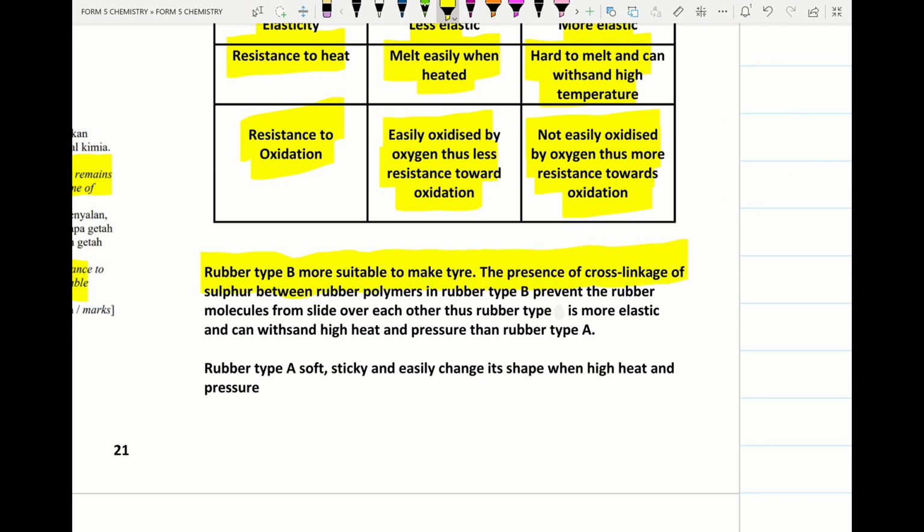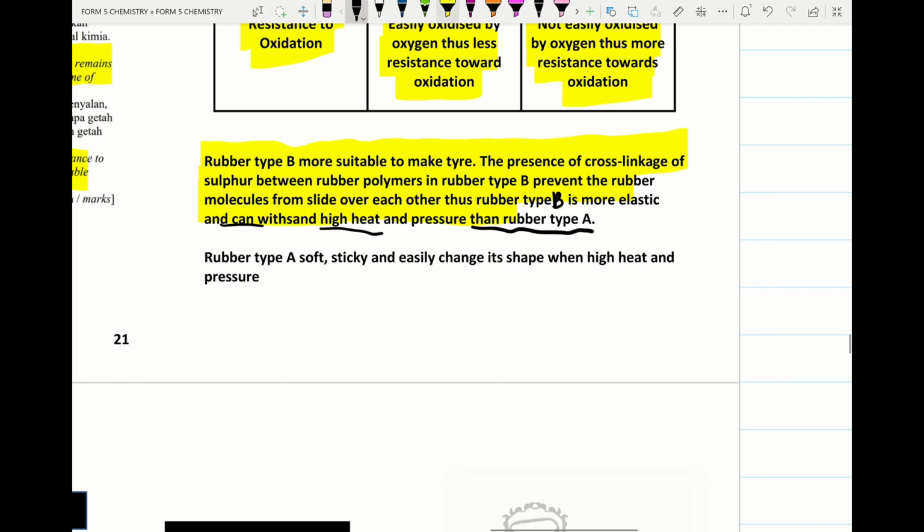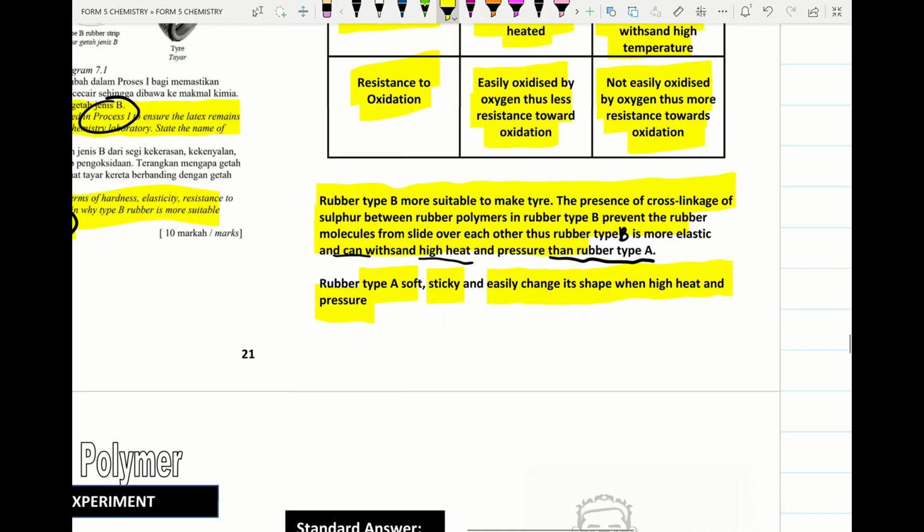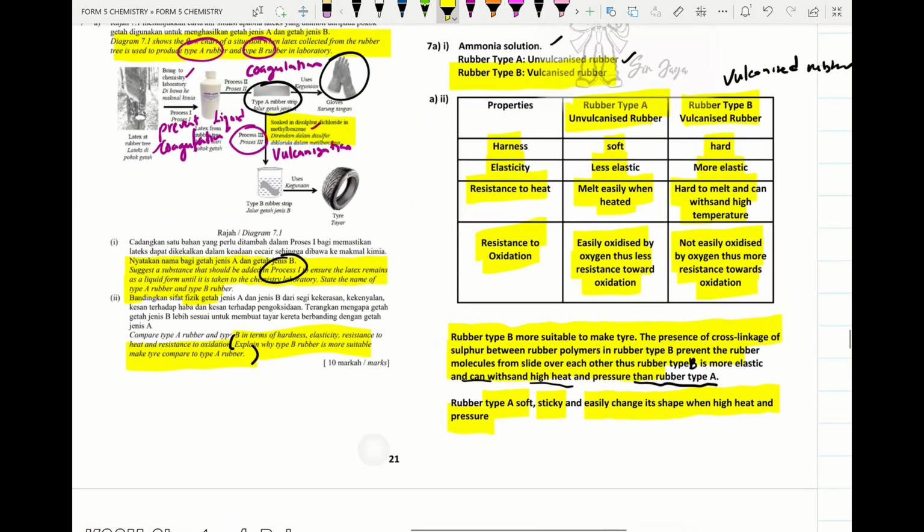The presence of cross-linkages of sulfur between the rubber polymers in rubber type B prevents the rubber molecules or rubber polymers from sliding over each other. Thus rubber type B is more elastic and can withstand high pressure better than rubber type A. Rubber type A is soft, sticky, and easily changes its shape when high heat and pressure are applied. So that's how we explain the essay question which carries 10 marks. All right, we move on to the next part.